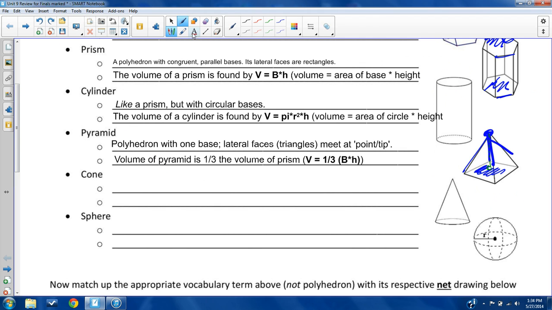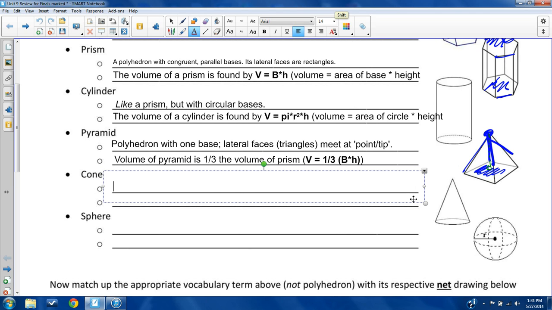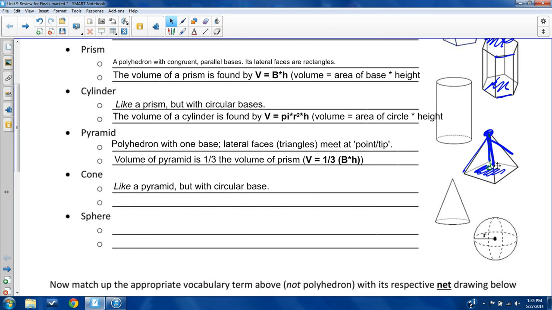Okay, cone. A cone's kind of like the pyramid in the same way. It's like a pyramid, but with a circular base. So just like a cylinder is like a prism, a cone is like a pyramid, but with a circular base. So there's your cone example over there. It looks just like this pyramid, only has a circular base, and a pyramid's a polyhedron. This one is not. So again, like one, but not one.